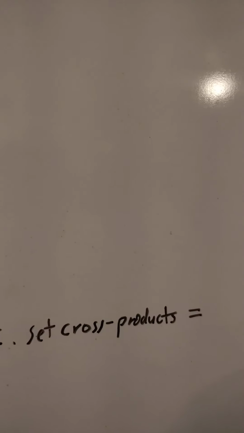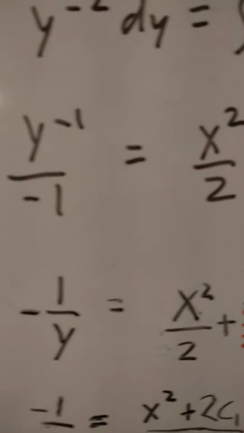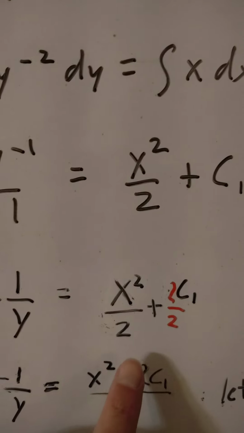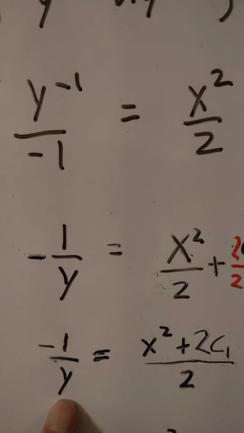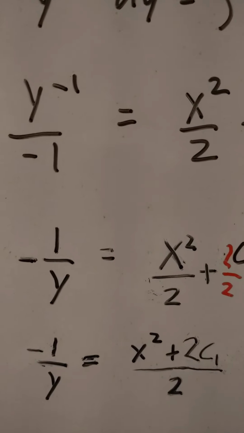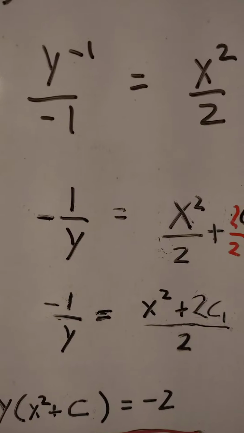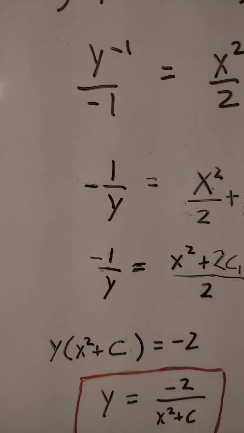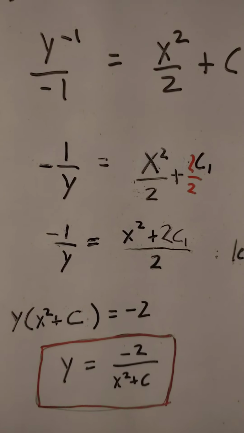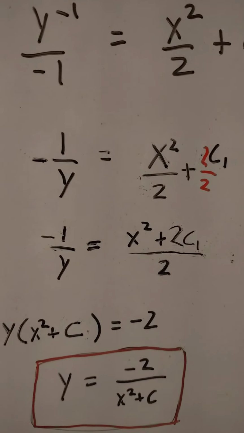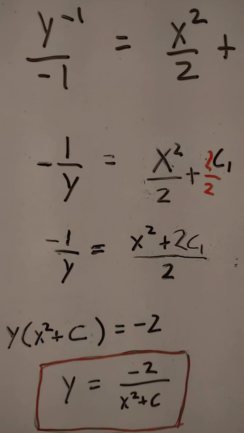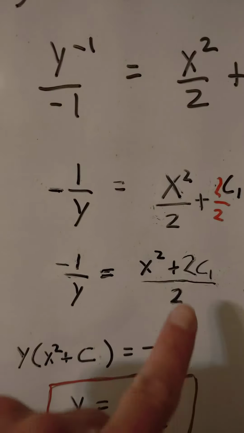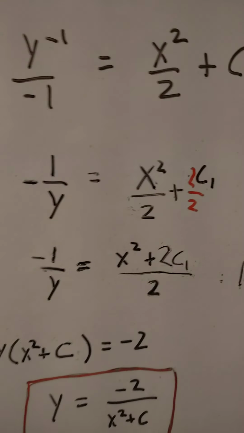And now what I want to do is set the cross products equal. Because whenever you have a fraction equaling a fraction, you set the cross products equal. So I started with this y and did a cross product. So y times the expression x squared plus c, because we just said let 2 c sub 1 be c. So I got y times x squared plus c, and then the other cross product, 2 times negative 1 is negative 2.